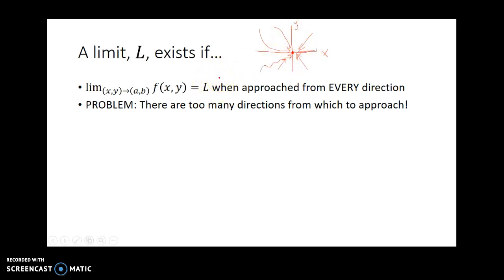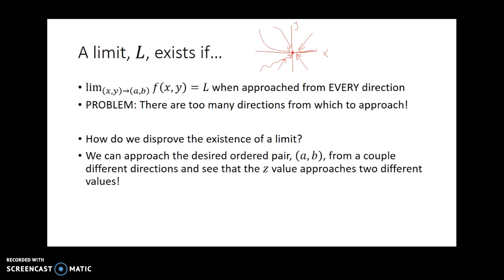Well, how do you do that? How do you check it from every single direction? In the Calculus 1 course, we learned to approach it from two directions because there's only one variable, and you either approach it from the left or from the right. So how do we disprove the existence of a limit then? Well, at least we'll learn how to do something with it.